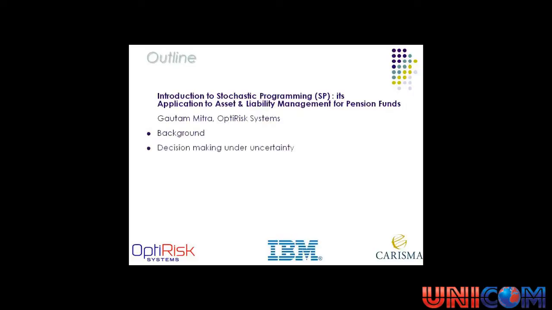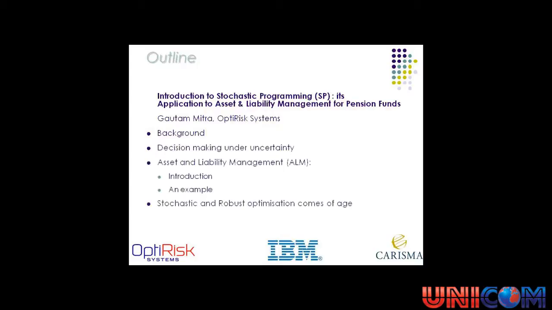Now the outline of my presentation is as follows. I'm going to first briefly go over the background, then introduce the concept of decision making under uncertainty, also known as stochastic optimization. There are others as well, like robust optimization, but we'll only stick to stochastic. And we're going to illustrate it with an example from asset liability management. And finally, I'll make it ready to hand over to Timo.